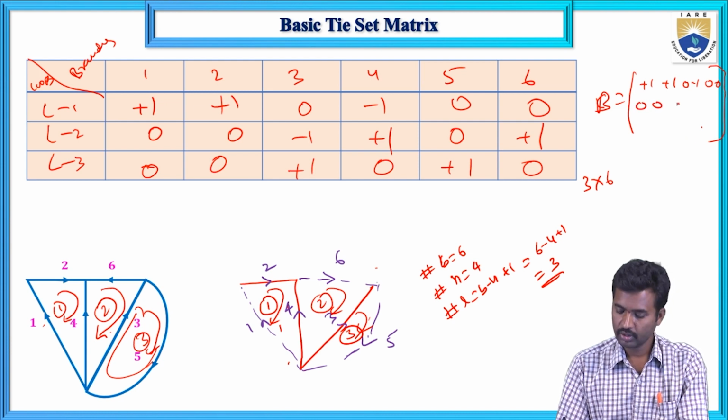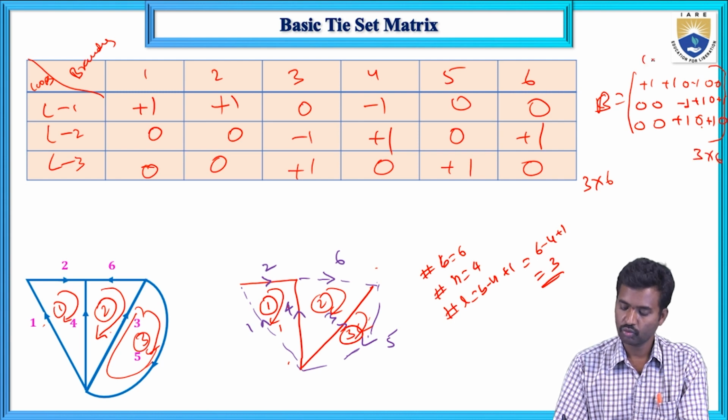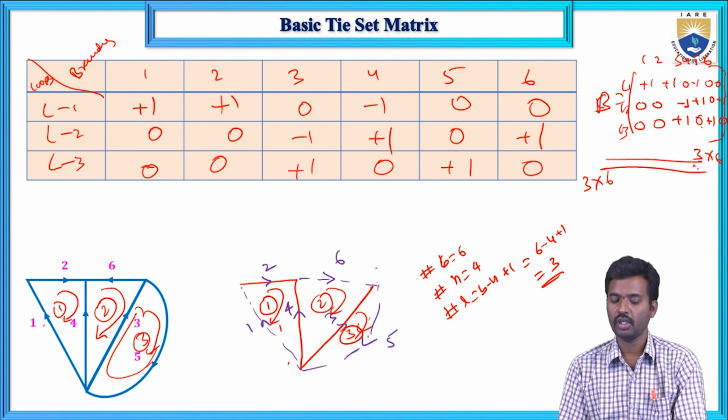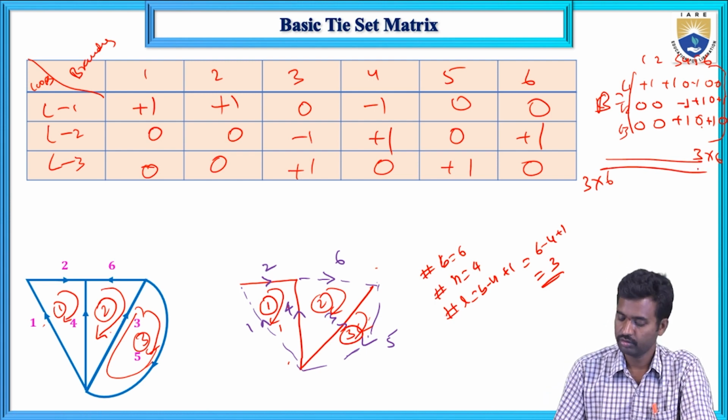And next 0, 0, minus 1, plus 1, 0, plus 1, and 0, 0, and plus 1, 0, and plus 1, next 0. The matrix size is 3 by 6, with columns 1, 2, 3, 4, 5, 6 and rows L1, L2, and L3. This is the basic tie set matrix for this graph.